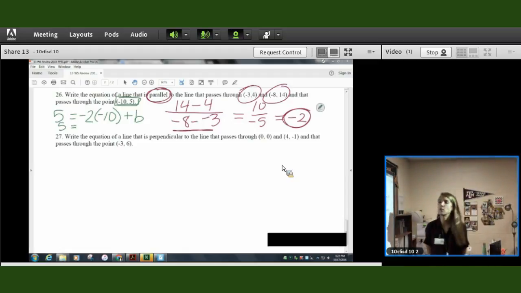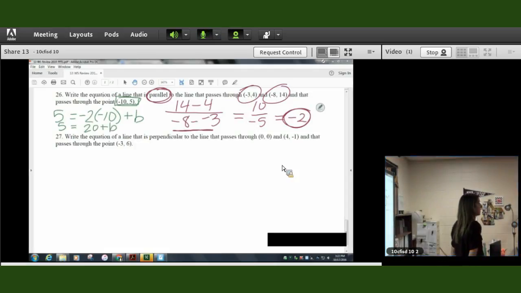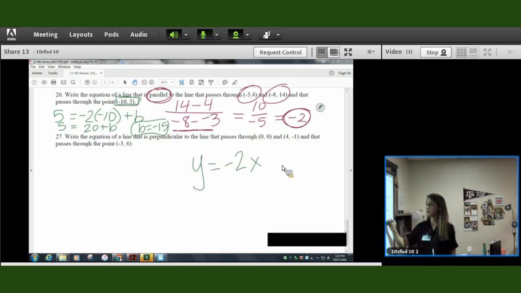What is negative 2 times negative 10? 20. 5 equals 20 plus b. Solve for b. Subtract 20 from both sides, not 15. Negative 15. So b is negative 15, and now we're ready to go. Y equals mx plus b. That's all there is to it.